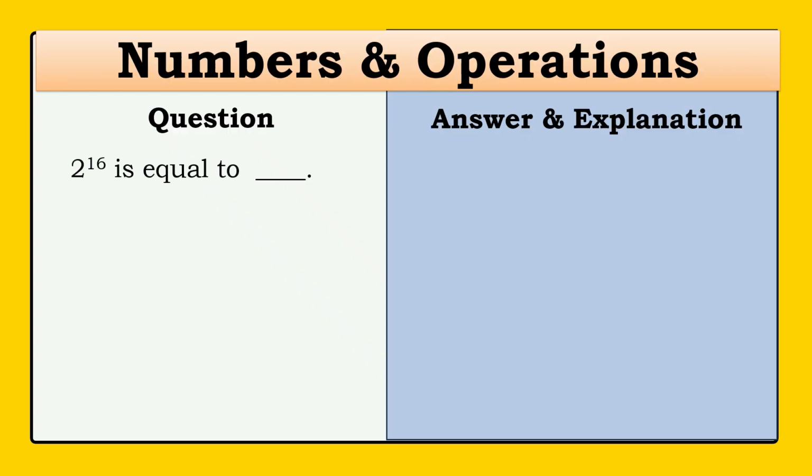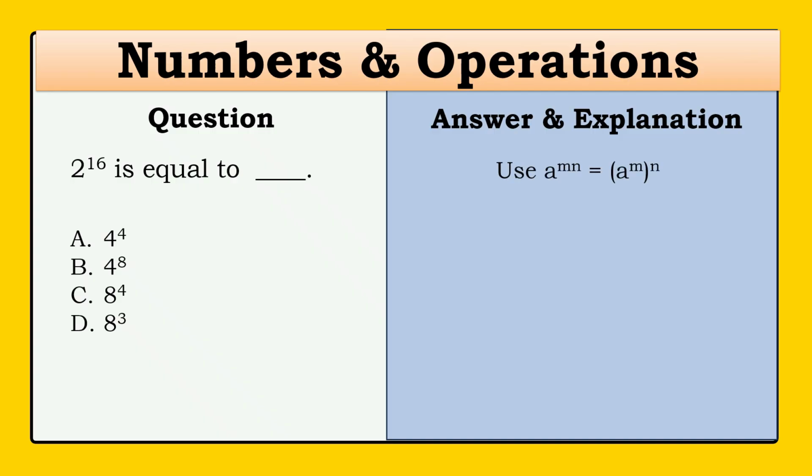2 to the 16th is equal to blank. A, 4 to the 4th; B, 4 to the 8th; C, 8 to the 4th; or D, 8 cubed. What do you think the answer is? Alright, let's find out. First, let's review a law of exponents.